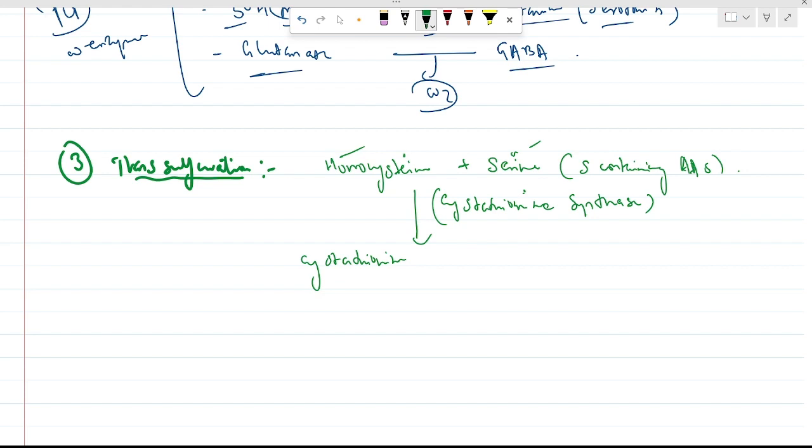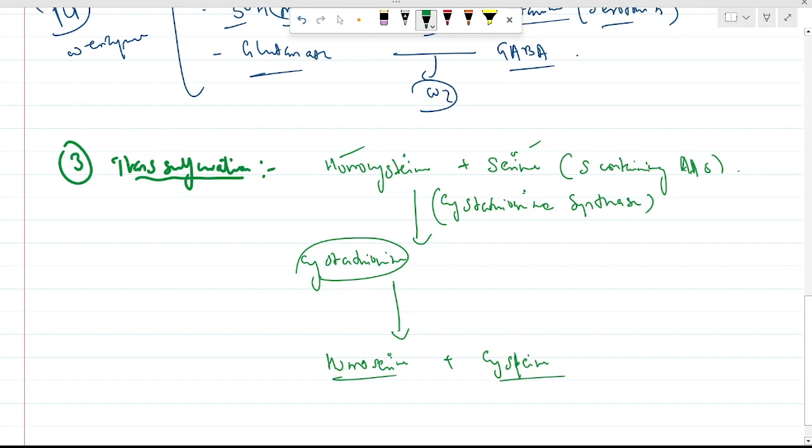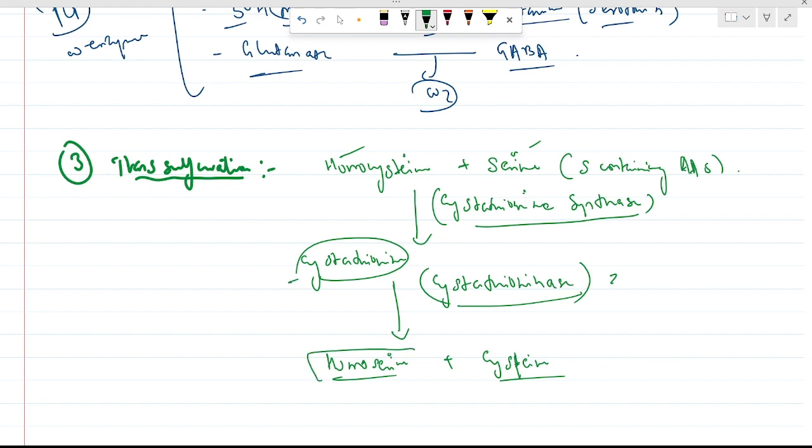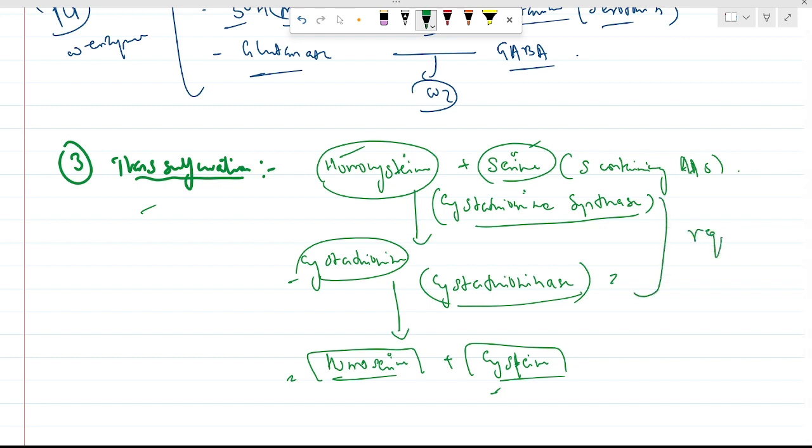This forms cystathionine, which is then further converted to homoserine plus cysteine in the presence of this important enzyme, cystathioninase. The first enzyme is cystathionine synthase, and this is cystathioninase. Cystathionine is finally converted to homoserine and cysteine. This is the transsulfuration reaction. From homocysteine and serine we got homoserine and cysteine. These two enzymes require PLP as coenzyme.